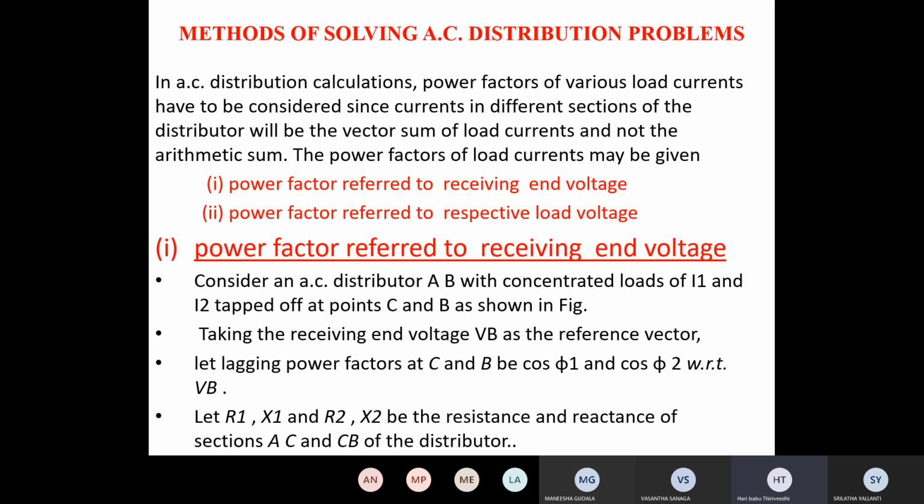Sometimes in the 2nd unit they ask a problem, sometimes in the 4th unit they ask this theory: derive the manual methods of AC distribution system. At that time, these two, power factor referred to receiving end voltage and power factor referred to load voltage, you have to write down. Generally this is problematic, so I will explain it in the next class, right?